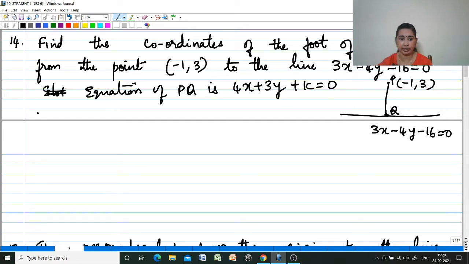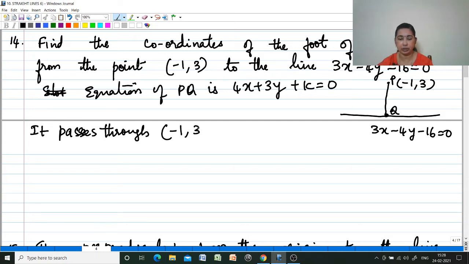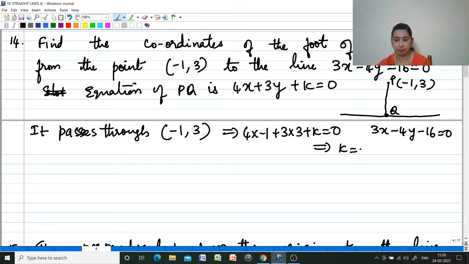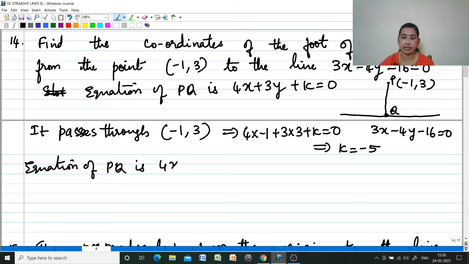So the equation of PQ is 4x plus 3y plus k is equal to 0, and this PQ passes through the point (-1, 3). If you substitute in this, 4 into minus 1 plus 3 into 3 plus k is equal to 0. From here k is equal to minus 5. So what is the equation of this PQ? The equation of PQ is 4x plus 3y minus 5 is equal to 0.